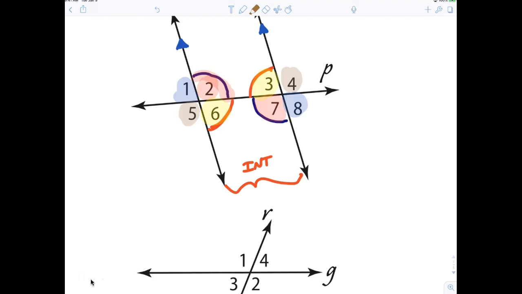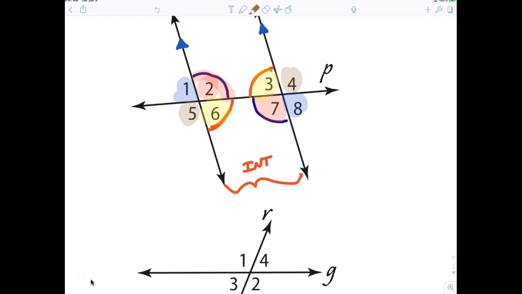So are all alternate angles congruent? So 2 and 7 are congruent. 3 and 6 are congruent. 5 and 4 are congruent, and 8 and 1 are congruent. Now they're not all equal to each other. Did you hear what I said? He's come up with something very important. 5, 2, 7, and 4 are all the same. 3, 8, 1, 6, those are also the same.